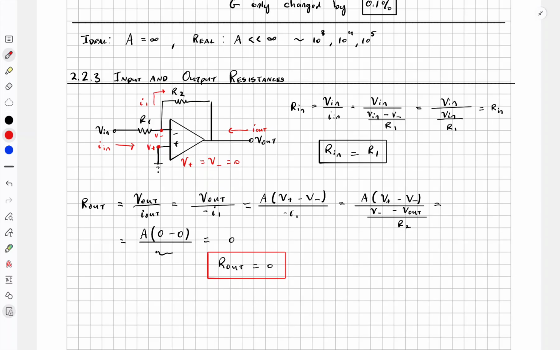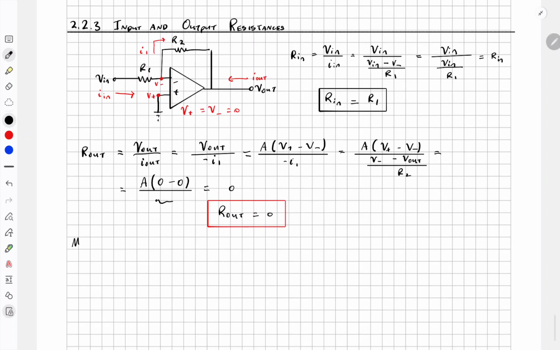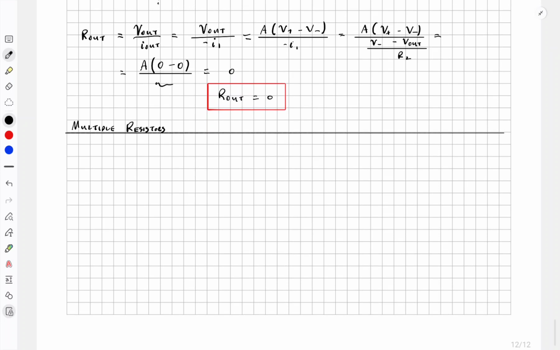So now let's move on to a little bit more advanced topic, just building on what we have been talking about all this time. It says, what about if there are multiple resistors? So this is a related concept, but it's important to talk about it. So let's give an example problem. This is example problem 2.2.